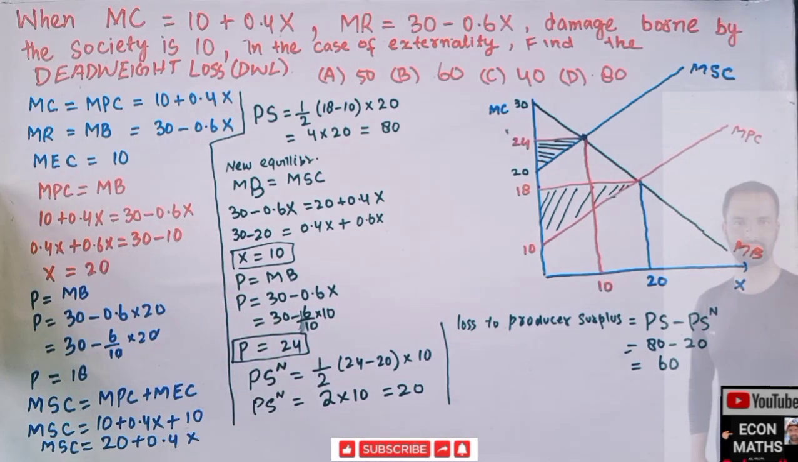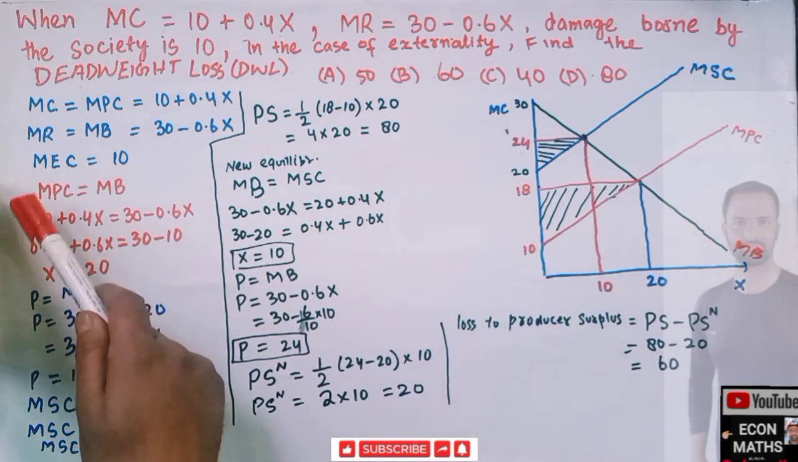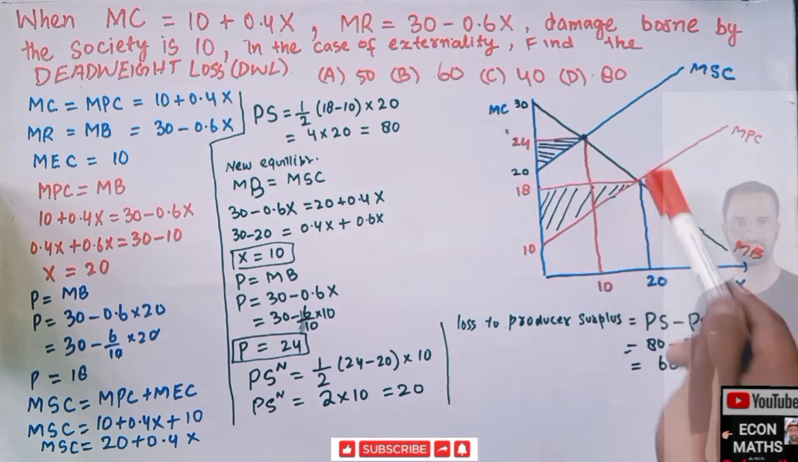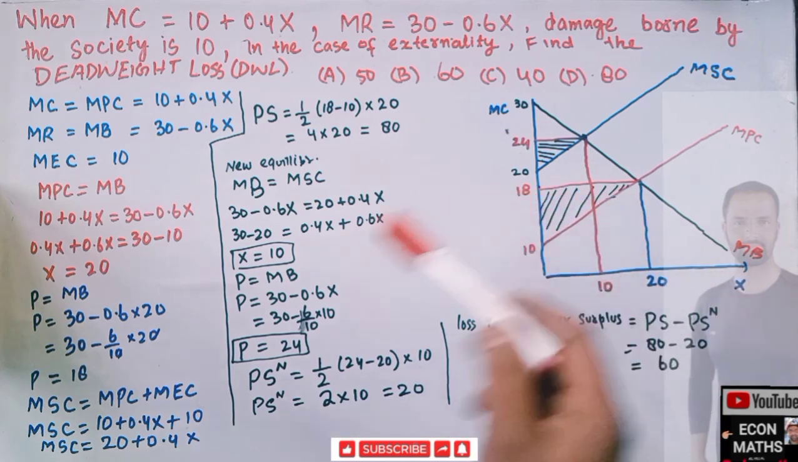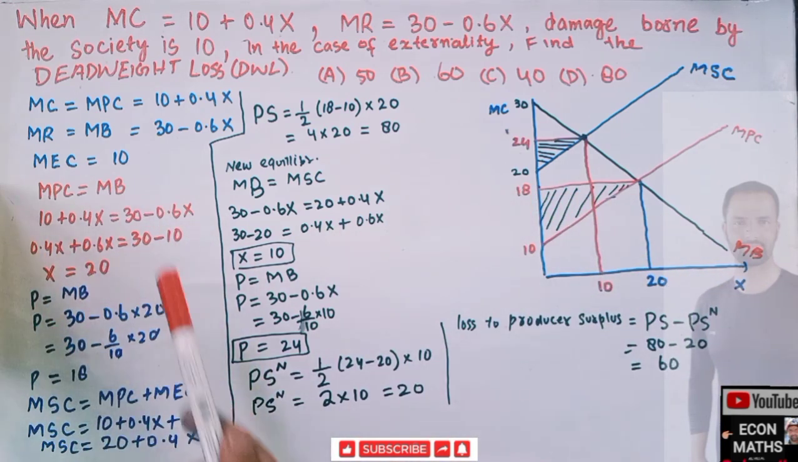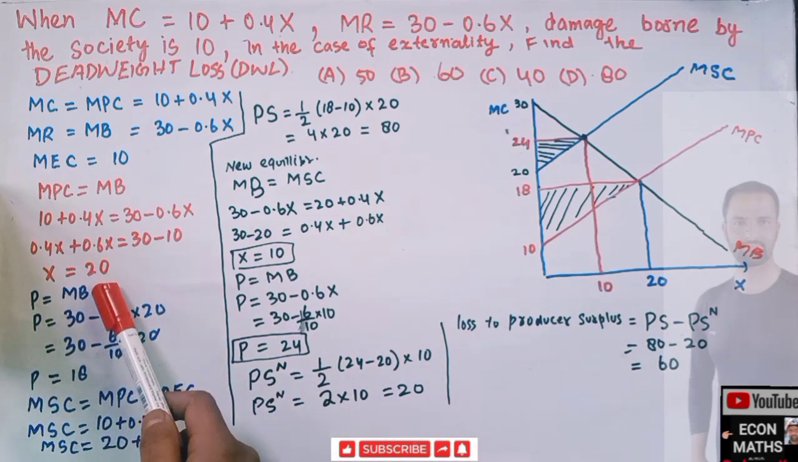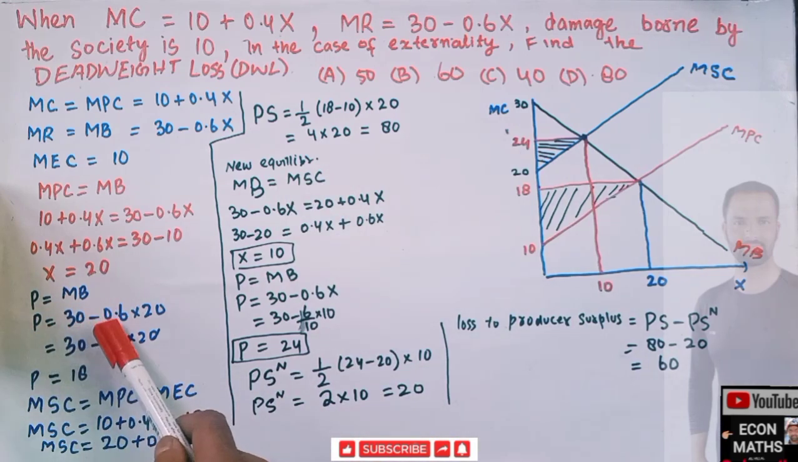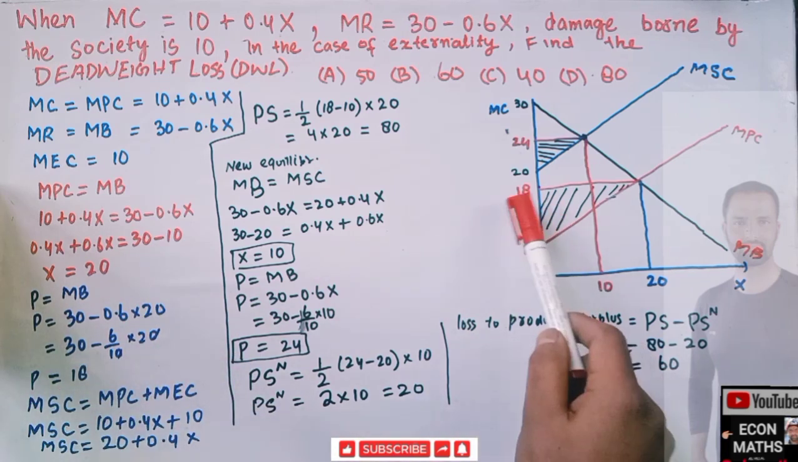Now how do we arrive at this point? We equated our marginal private cost with our marginal benefit curve. That means when demand and supply intersect, we get 20 as our output and price is 18. When we solve this, we get the value of x, then price will be equal to our marginal benefit curve at the intersection point. So p is equal to 30 minus 0.6 into the value of x, which we calculated, that was 20, and we got the equilibrium price as 18.